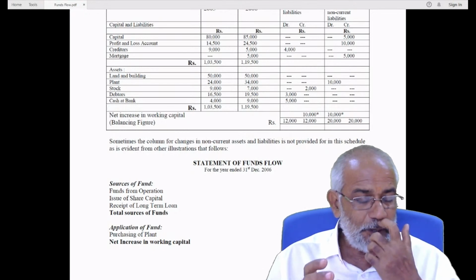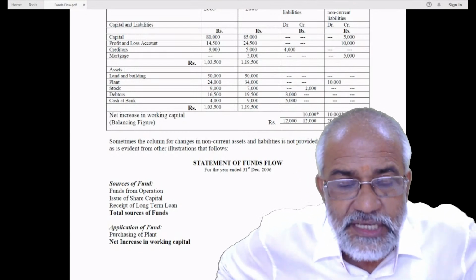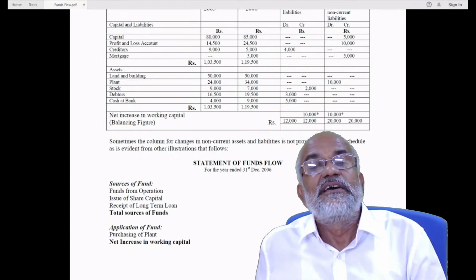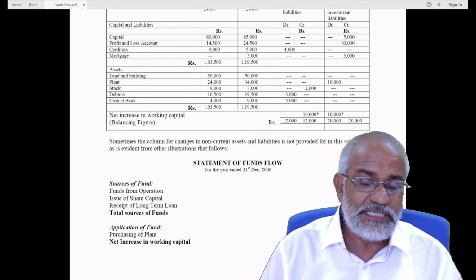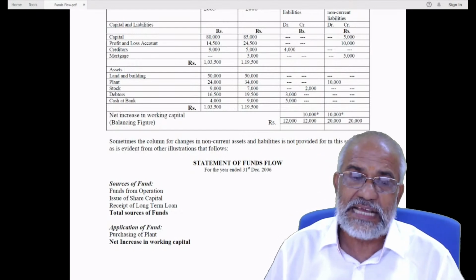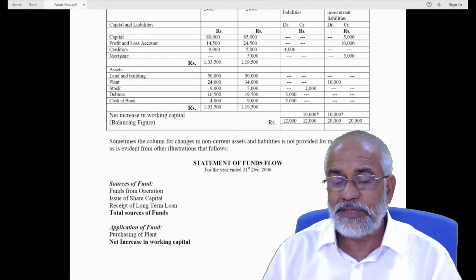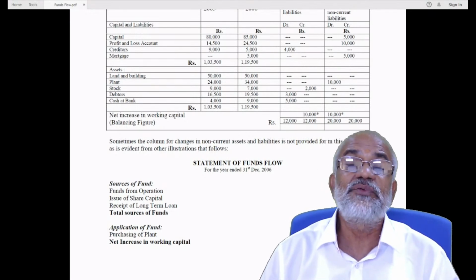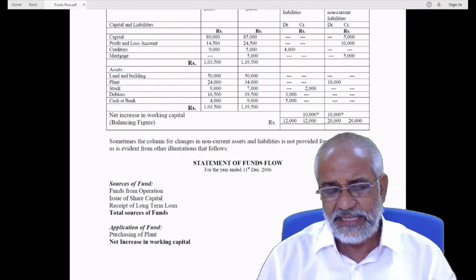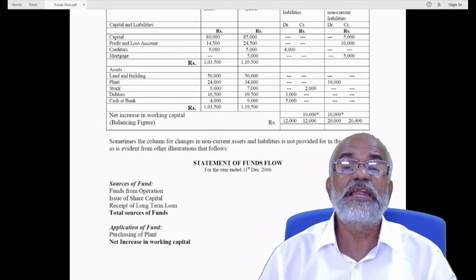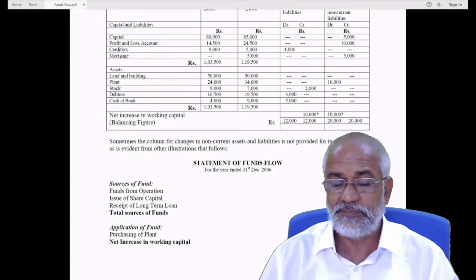Step 2 is for preparation of individual accounts involving hidden transactions. Suppose here the land and building is not subject to depreciation, so the figure remains the same 50,000, which is acceptable. But when the plant and machinery was 24,000 at the beginning and 34,000 at the end, the addition we have simply taken as the increase in the plant position, the purchase of plant. So accordingly, we have taken it as application under the head purchase of plant.